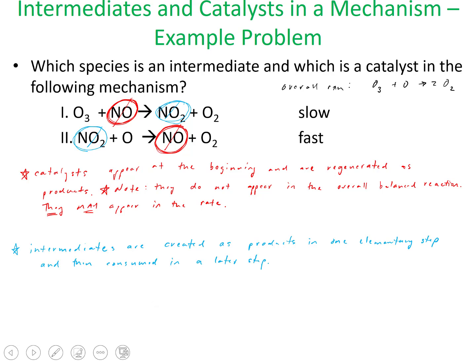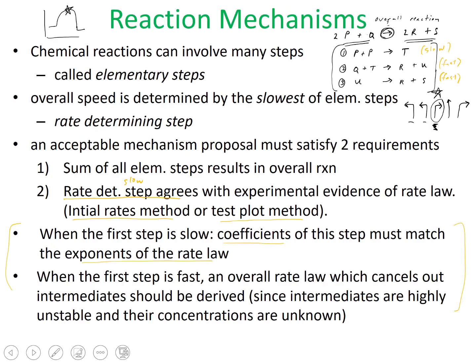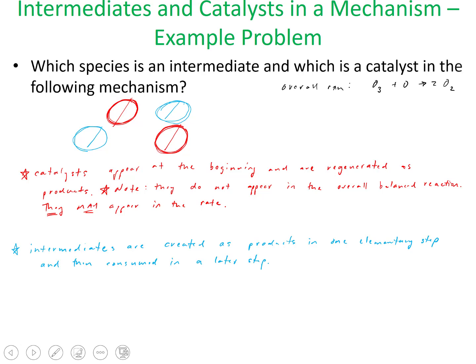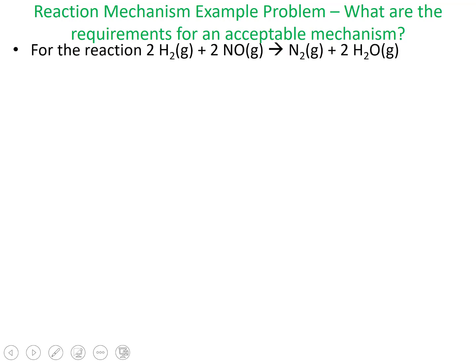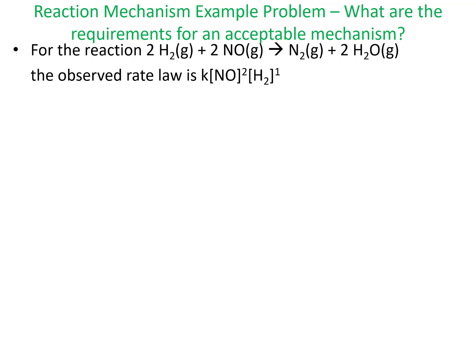I wanted to, let me go back to the previous slide, and I wanted to cover some of these terms, like this part right here on the next question. So let's take a look at how to satisfy the requirements for it to be an acceptable mechanism. So here's the reaction, and this is the observed rate law by method of initial rate. So this is the accepted rate law here. And notice that the exponents here do not match the overall exponents.